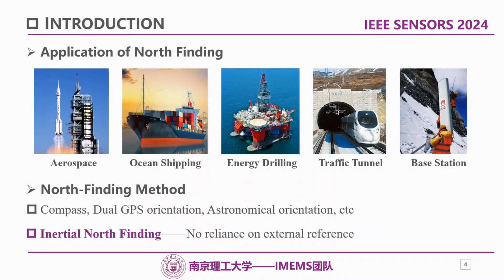North finding is widely used in aerospace, ocean shipping, energy drilling, and base stations, and so on. Common ways to find north include compass, GPS orientation, astronomical orientation, and so on. But compared with the above methods, a high precision gyroscope can self-orient by itself and is not affected by weather or transmission.